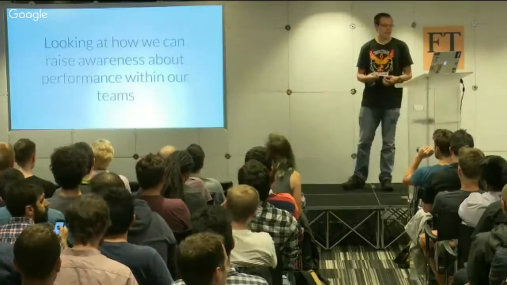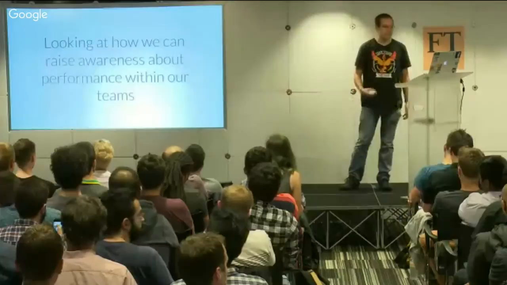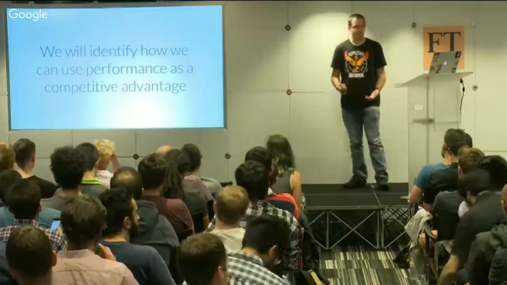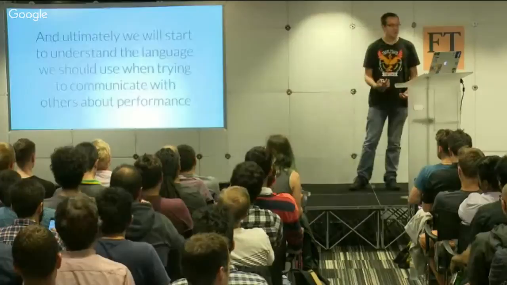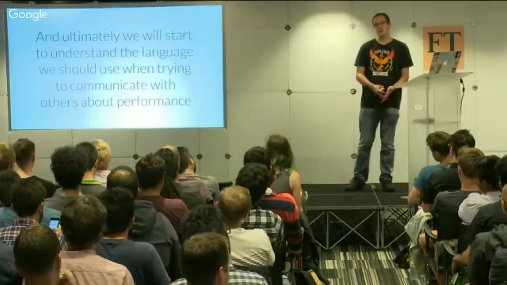Looking at how we can raise awareness about performance within our teams through taking them through the benefits that it brings to both the users and the business. We will identify how we can use performance as a competitive advantage, and we will look at this from the perspective of a new site, but then we're going to move on to how we can retrospectively add a performance budget to an existing site. Ultimately, the aim of this talk is to help you understand the language you should use with other stakeholders to communicate about performance.